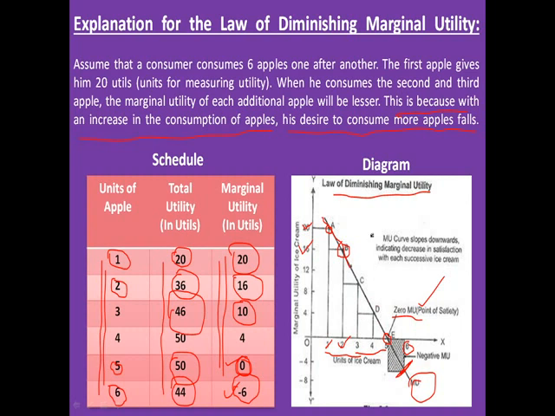Graphically, we can also see that the marginal utility curve slopes downwards, indicating a decrease in satisfaction or utility with each successive unit of consumption. Now this is the law. Now there are certain limitations. What are these? So these are the limitations.